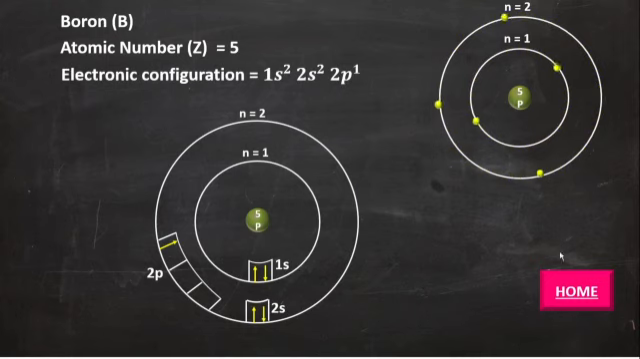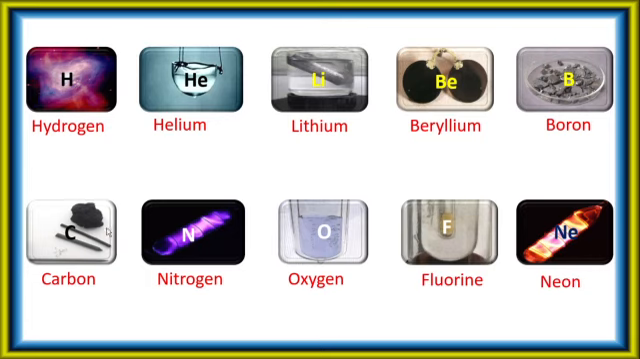Okay, if you add up all these exponents here, 2 2 1, you should get the atomic number. 2 plus 2, 4 plus 1, 5. Okay, next, carbon.